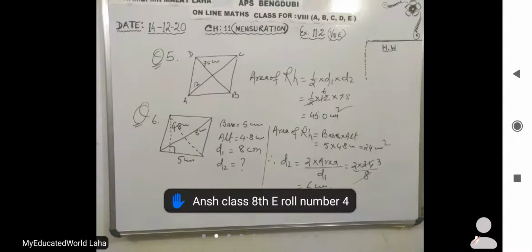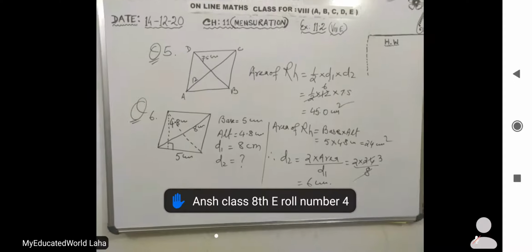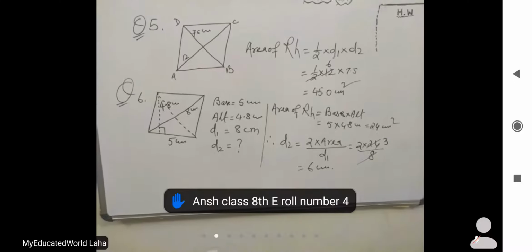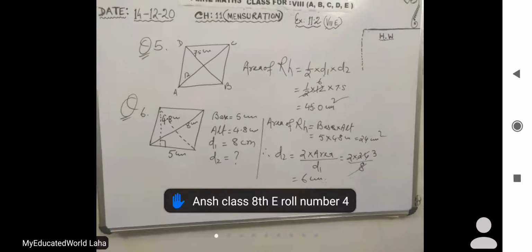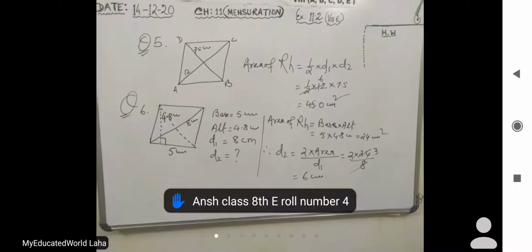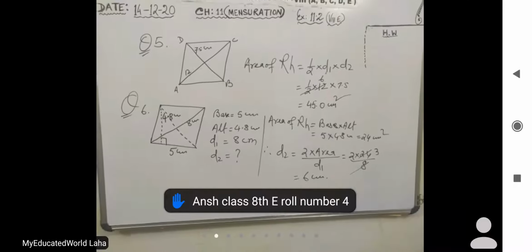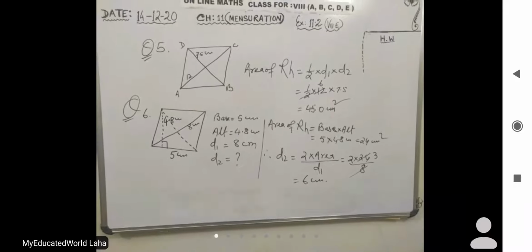So Ansh, you see, write down. I'm helping you to write down, complete the work. So D2 is equal to 6 centimeter after calculation I'm getting. D2 is 6 centimeter. Written?